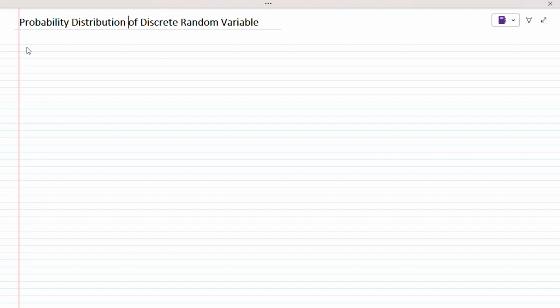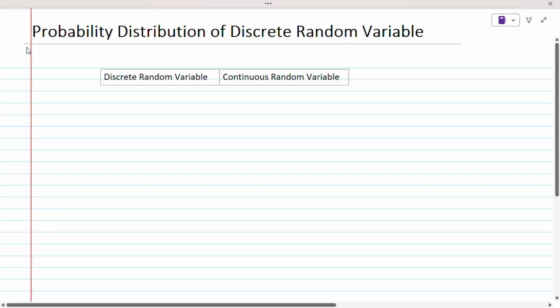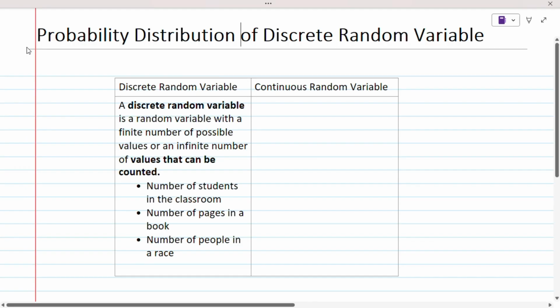So before starting this topic, let me recall to you that there are two types of random variable. These are the discrete random variable and continuous random variable. So, a discrete random variable is a random variable with a finite number of possible values or an infinite number of values that can be counted. So, the highlight here is that a discrete random variable, these are the values that can be counted.